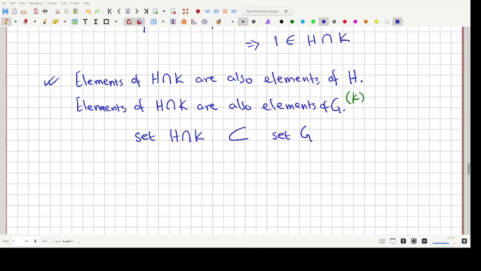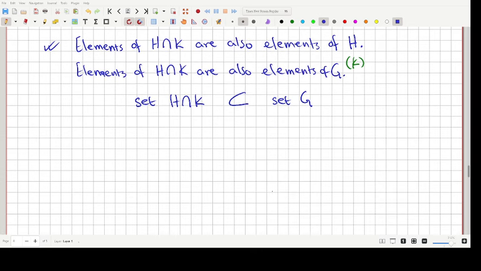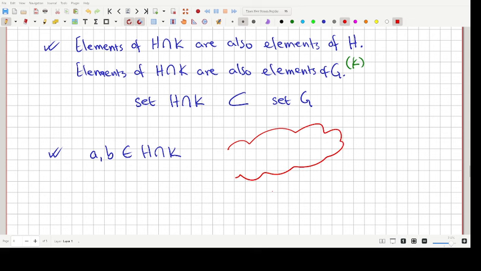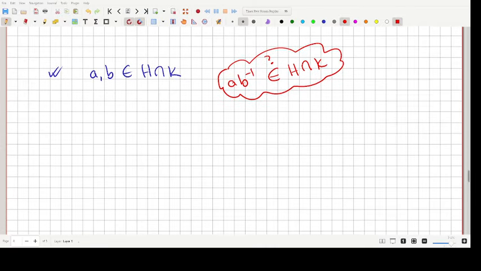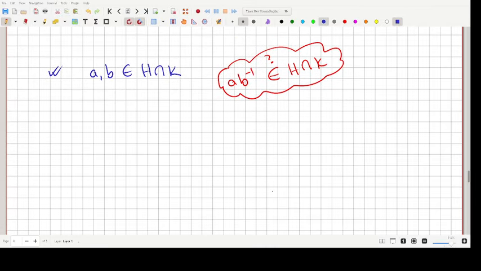Now let's look into the third property. Let's assume that a and b belong to H intersection K. So what is the aim over here? The aim is to show that a b inverse is an element of H intersection K. Is this true or is this false? Now since a and b both belong to H intersection K, a, b belong to H and a, b belong to K as well.